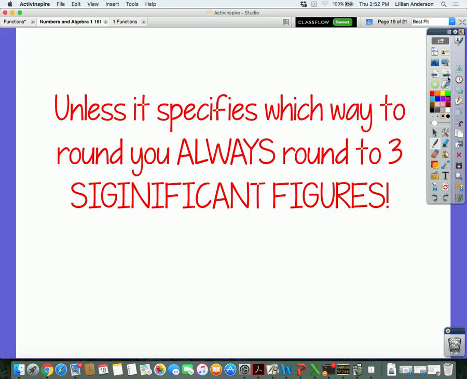Again, if it doesn't tell you how to round, you always do three significant figures. Make a note of that. You always do three significant figures if it doesn't tell you how to round. Make a note of that.